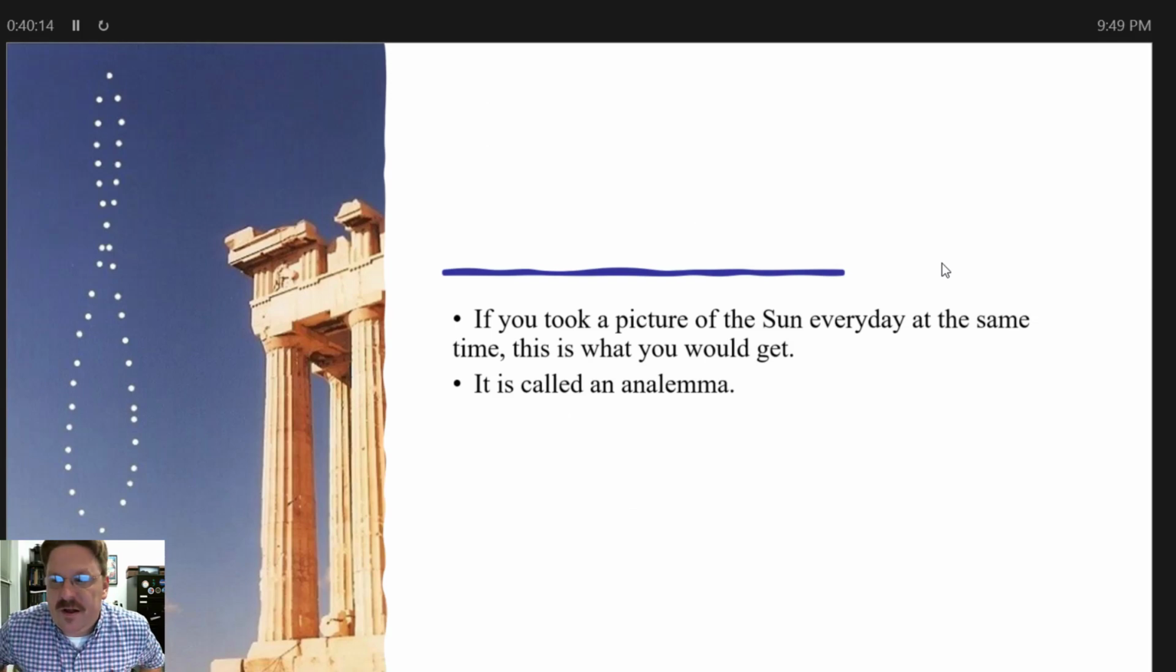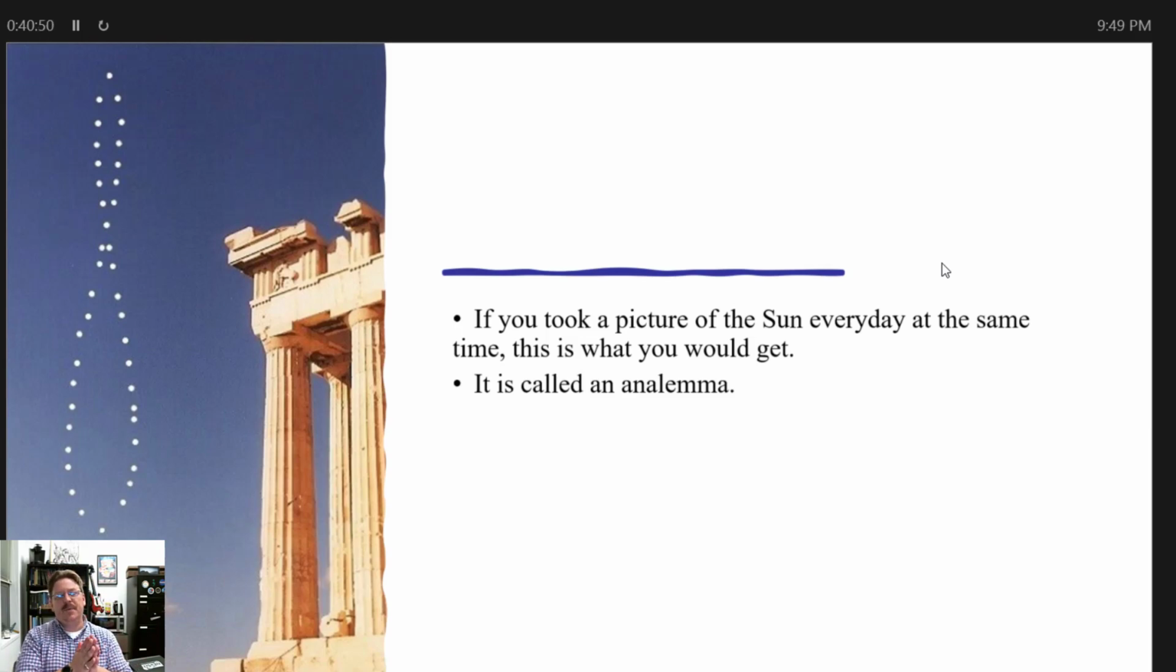Now, something you may have encountered is something called the analemma. The analemma is a picture of the Sun, and I believe it's a composite image. Two images were taken, one of the Sun and one where the Sun was blocked out, so you could actually see the surrounding environment. Because obviously, if you try to take a picture of the Sun, the light of the Sun is going to wash out everything else in the image.